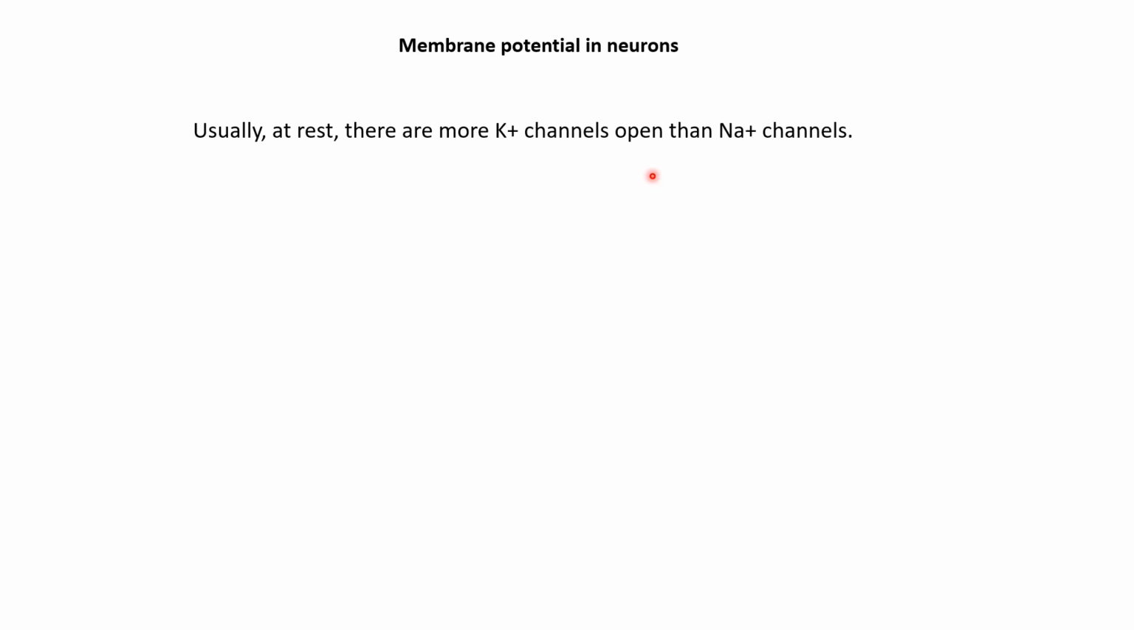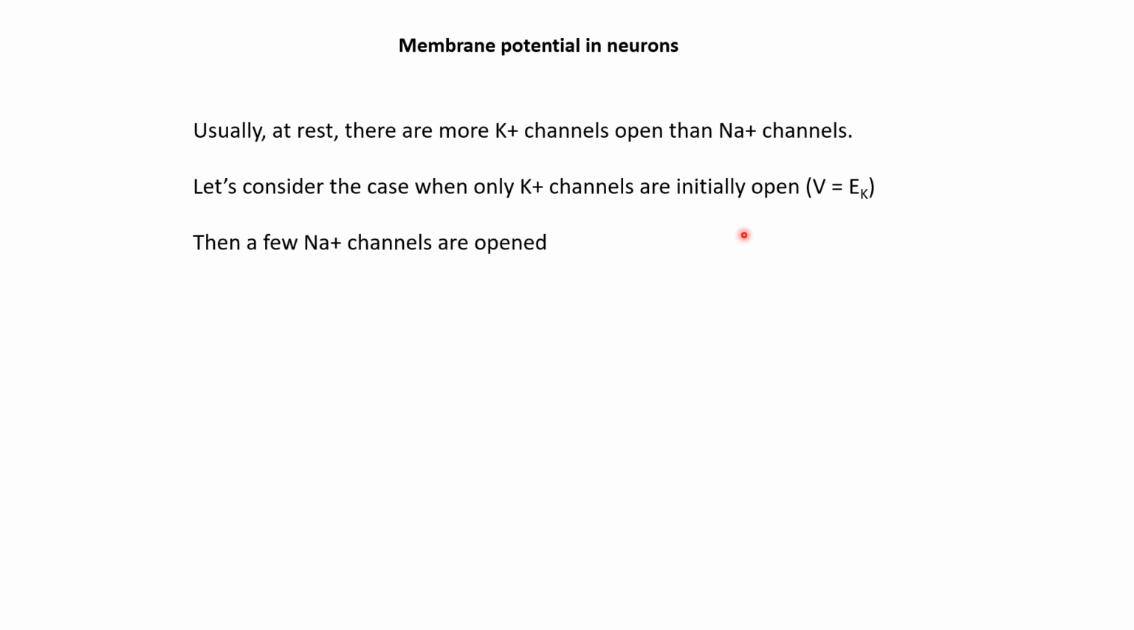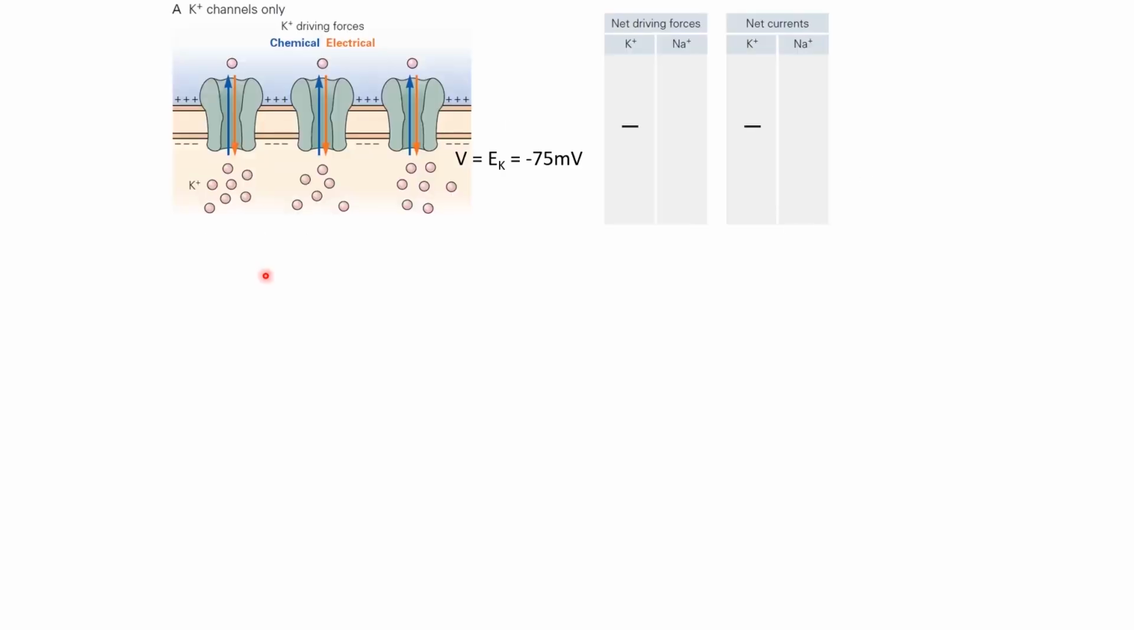Well, since sodium ions cannot move because their channels are closed, they will not have any influence on membrane potential. And therefore, potassium ions will have full control in determining the membrane potential, and the membrane potential will become the same as the equilibrium potential of potassium ions. Now, in this state, if some sodium channels are opened, then what would happen? So let us try to understand that in a bit more detail.